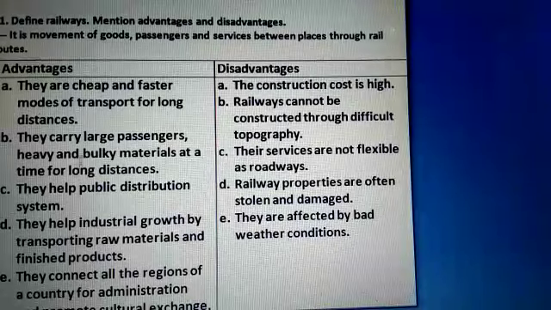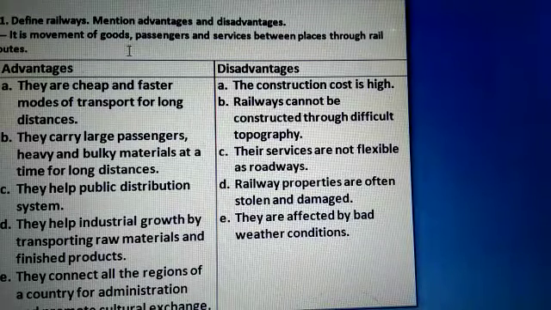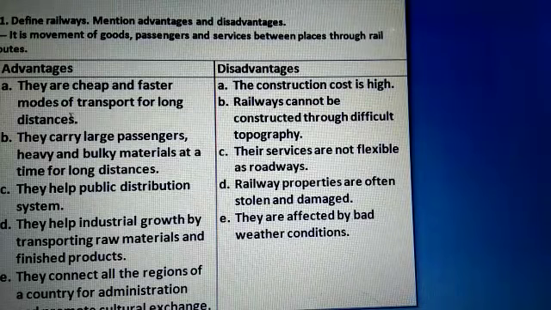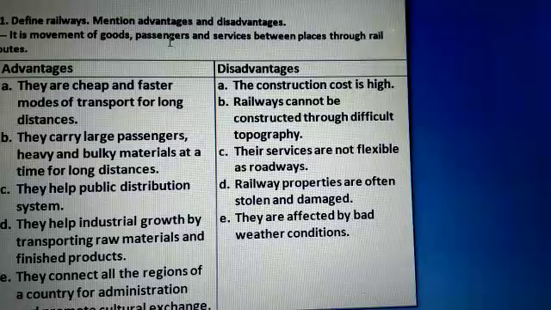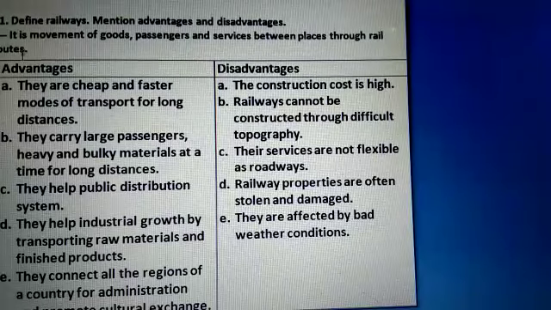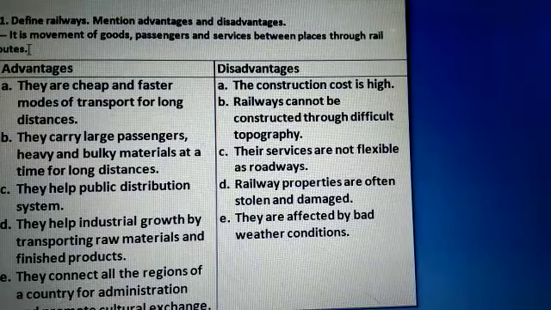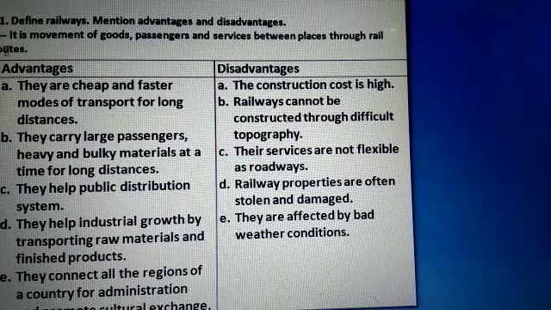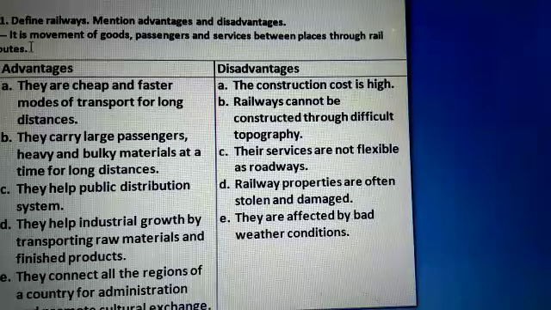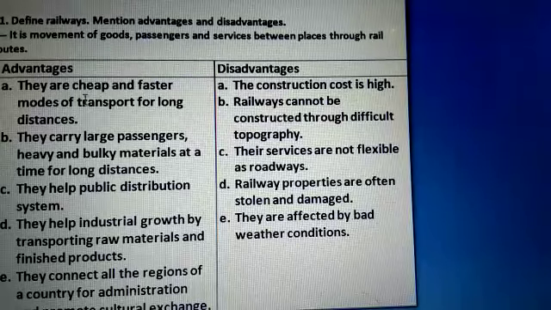Next, define railways. Mention advantages and disadvantages. Railway is the movement of goods, passengers and services between places through a rail route, not road. Actually it is a road, but it is a route that joins two stations. So come to the advantages.